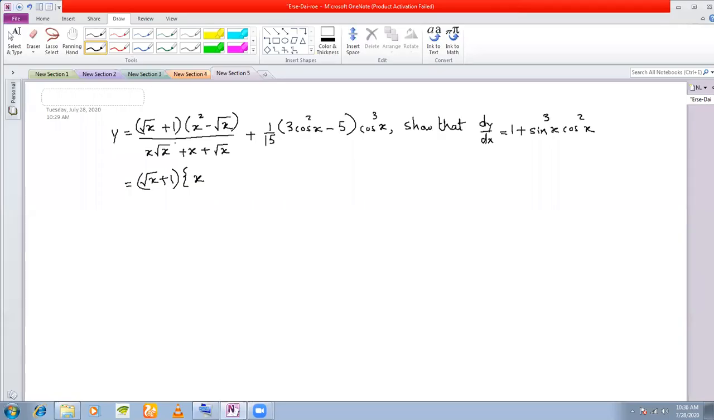x to the power of what? 3 by 2 minus 1. Yes, sir. And you had a root x also here. I had taken root x common. Okay, and this is what you are getting. Yes, sir.